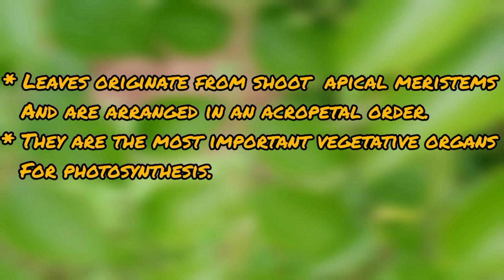Leaves originate from shoot apical meristem and are arranged in an acropetal order. In acropetal order, youngest leaves are at the tip and the oldest ones are at the lower side of the stem. They are the most important vegetative organs for photosynthesis. These leaves are the chief photosynthetic organs of most vascular land plants.